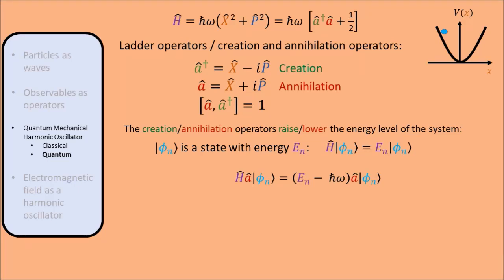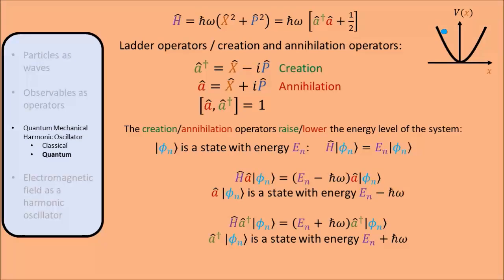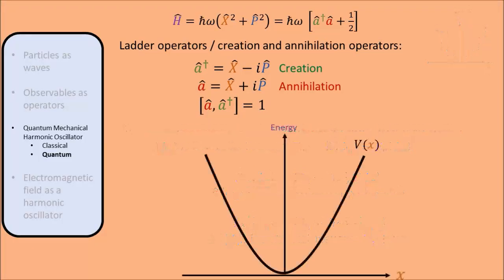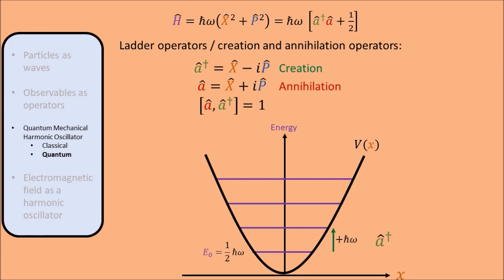In other words, applying the annihilation operator reduces the energy level of the system by h bar omega. Similarly, one can demonstrate that applying the creation operator increases the energy level of the system by h bar omega. It can be shown that by applying the creation and annihilation operators repeatedly, all energy levels of the quantum harmonic oscillator can be found. So if we plot the energy levels of the harmonic oscillator, we find that we can start at the lowest energy level, which is not 0 but 1/2 times h bar omega, and then we can go up in steps of h bar omega by repeatedly applying the creation operator.